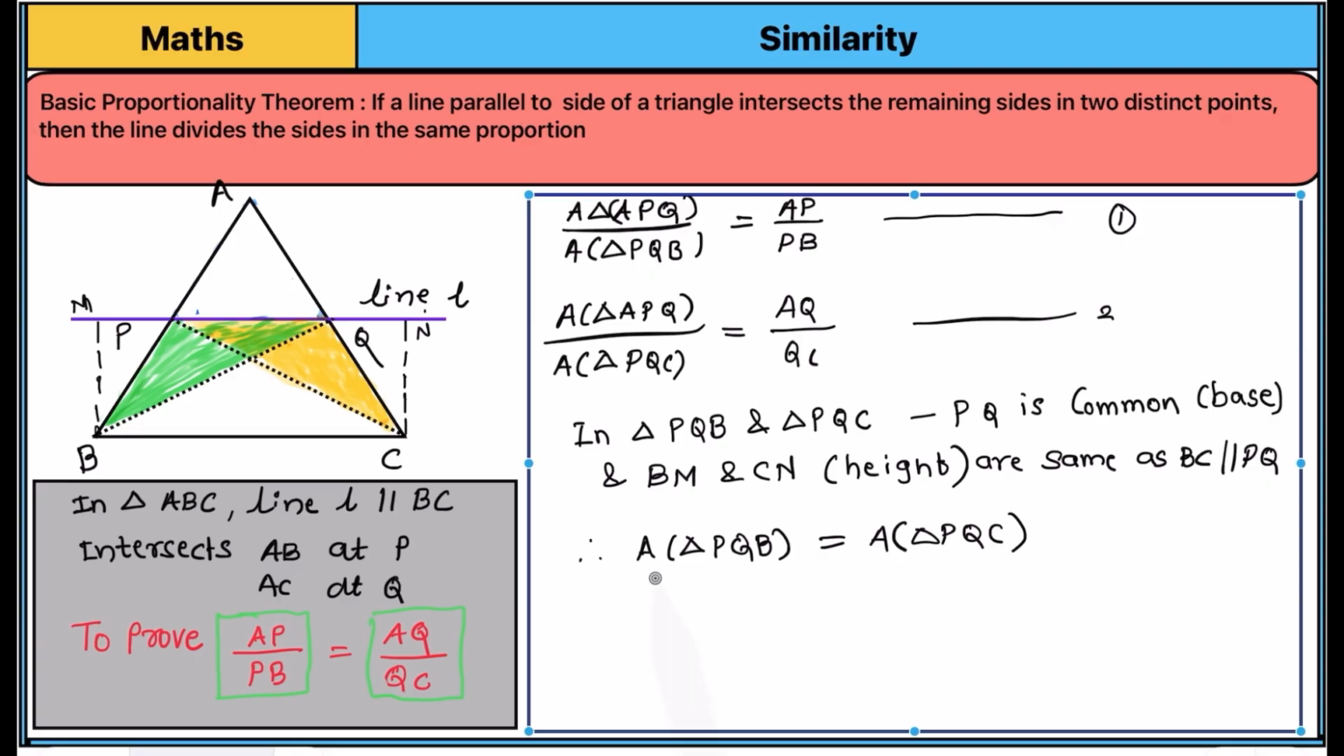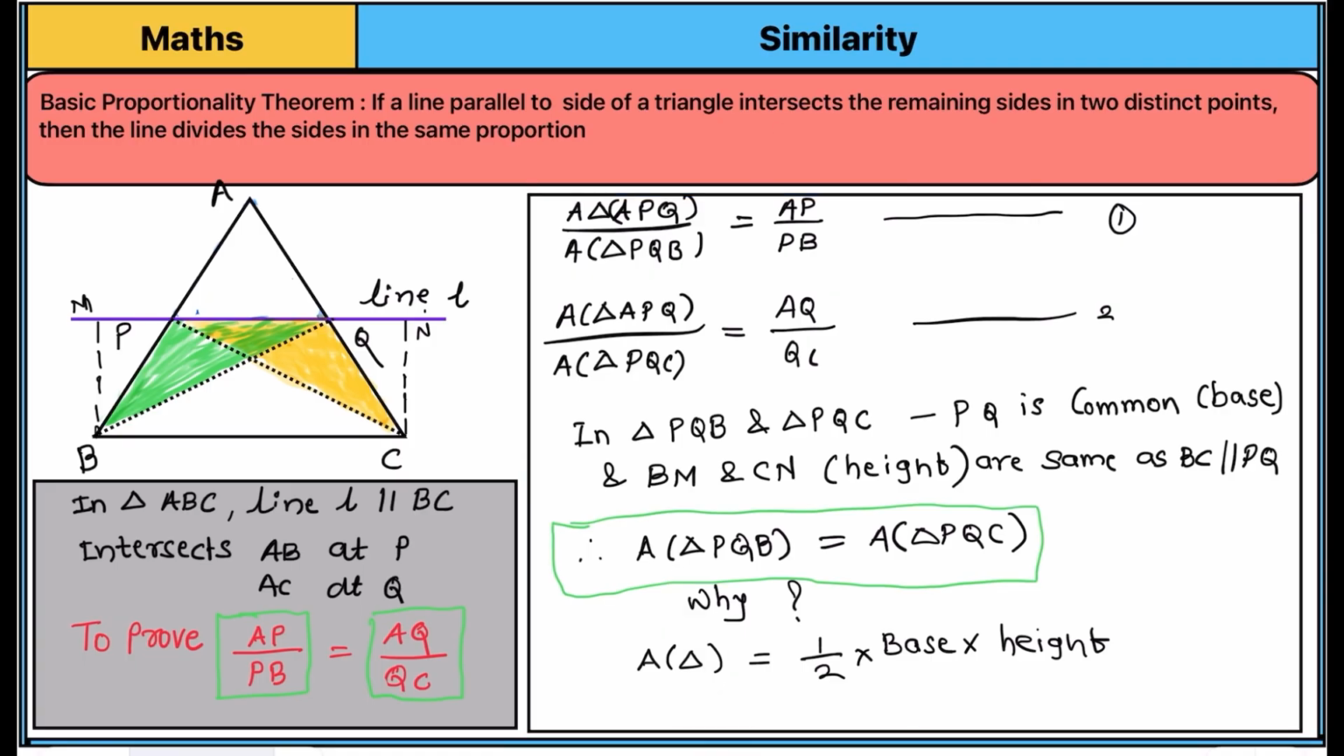So we can conclude the area of triangle PQB, highlighted in green, is equal to the area of triangle PQC, highlighted in yellow. Why? Because the area of a triangle is equal to 1/2 base into height. In this case, the base is common and the heights are also the same, so the areas would also be the same. Hence we have derived: area of triangle PQB is equal to area of triangle PQC. Let's call it equation 3.